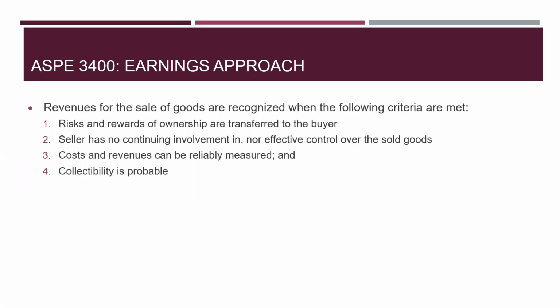Under the ASPE Section 3400 earnings approach, your revenue from the sale of goods is recognized when all of the following criteria are met. The risks and rewards of ownership are transferred to the buyer. The seller has no continuing involvement nor effective control over the sold goods. Cost and revenue can be reliably measured, and collectibility is probable. If all of these criteria are satisfied, then under ASPE, we will go ahead and recognize revenue.